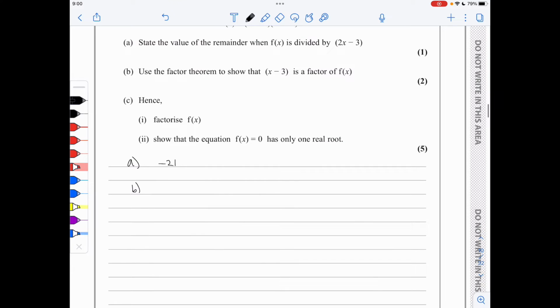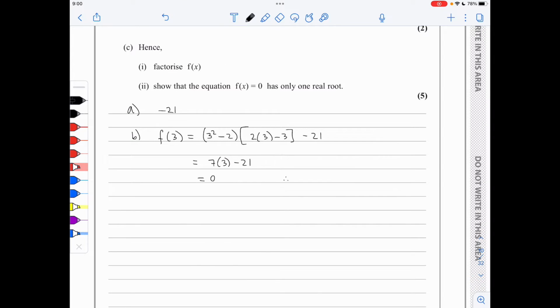And then B, use the factor theorem to show that x minus 3 is a factor. So if x minus 3 is a factor, it means I need to evaluate f of 3, and I expect this to give me an answer of 0. Let's see. So f of 3 is 3 squared minus 2 in brackets times 2 times 3 minus 21. This is 7 times 3 minus 21, which is 0. We need a conclusion here. Therefore, x minus 3 is a factor. This is for 2 marks. The conclusion here will give you the second mark.